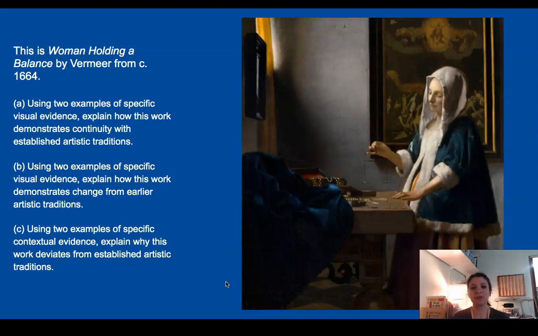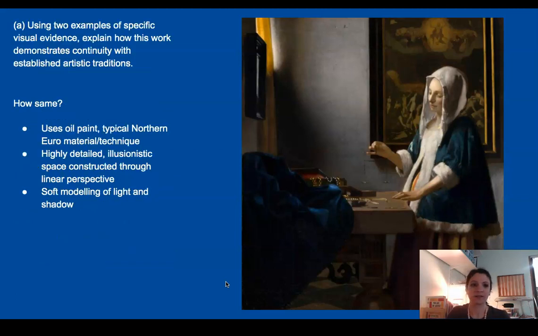All right, so two examples, and explaining. And I would like to just remind you that visual evidence is what we can see, contextual evidence is what we know. So make sure that you're really clear on that when you are answering these questions. All right. So for the first task, for A, how does this work demonstrate continuity with established artistic traditions?